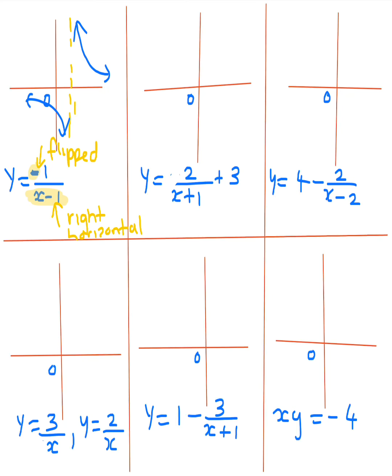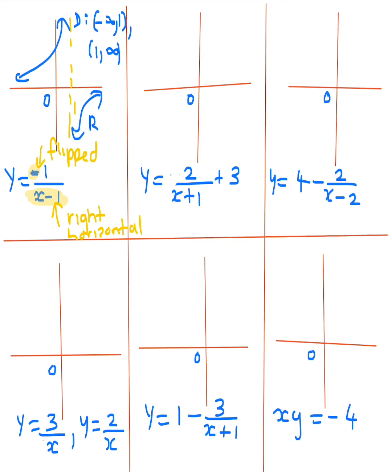But because we have the negative in front, that means this curve will actually flip to the other side. So it'll go here and here because of the negative. Okay, so the domain here would be all real x except x equals 1. So it's -infinity to 1, and then 1 up to infinity.